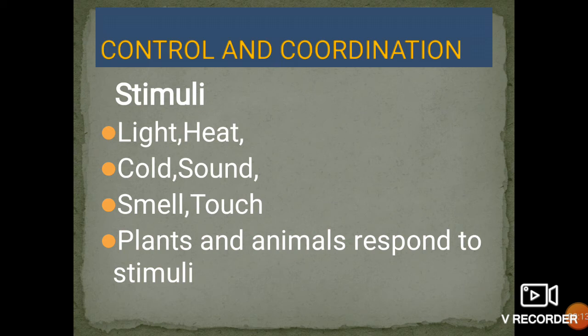As you know, all living organisms respond and react to changes in the environment. The changes to which the organisms respond and react are called stimuli, such as light, heat, cold, sound, smell, touch, etc. Both plants and animals respond to stimuli but in a different manner.